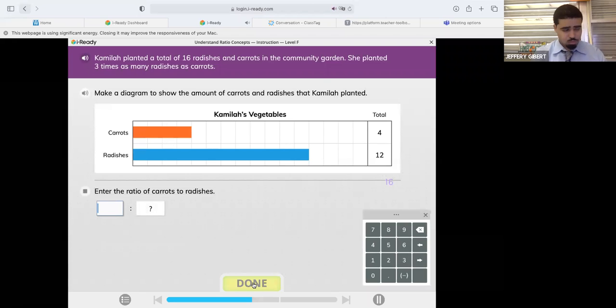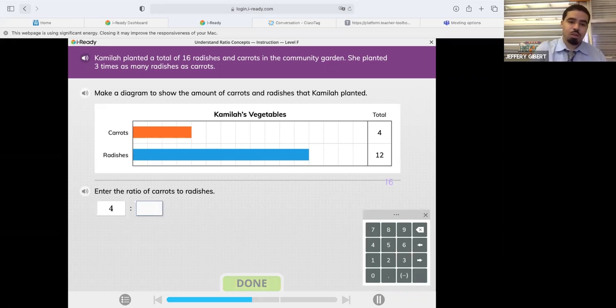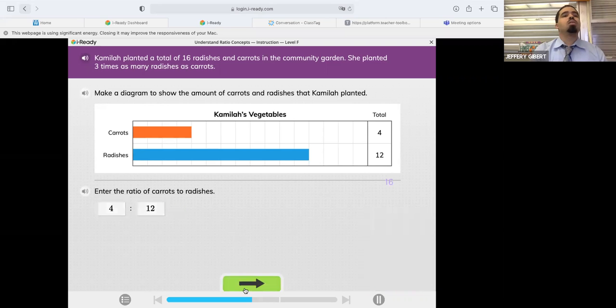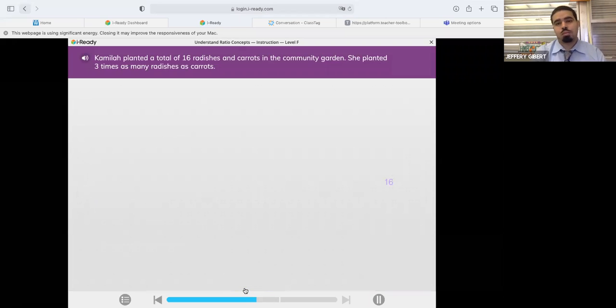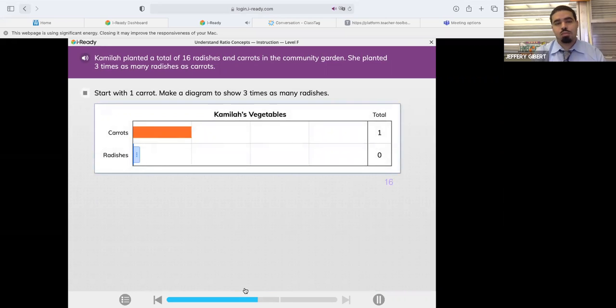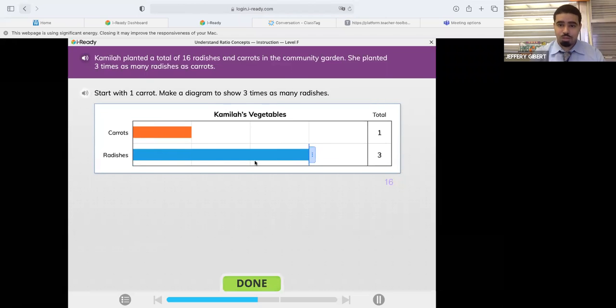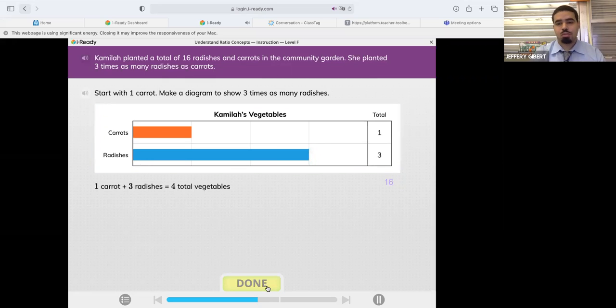Enter the ratio of carrots to radishes. All right. So, Torian, what's this ratio? 4 to 12. Yes. Start with 1 carrot. Make a diagram to show 3 times as many radishes. So that's exactly what we just did. 1 times 3 is 3. 1 carrot plus 3 radishes is only 4 vegetables. Keep going until you have a total of 16 vegetables.